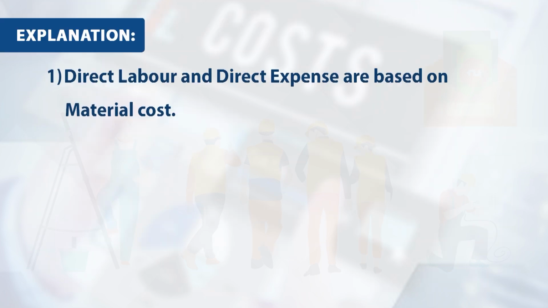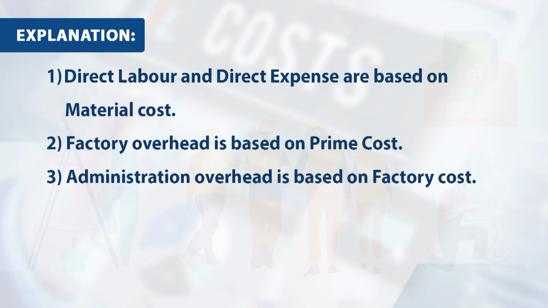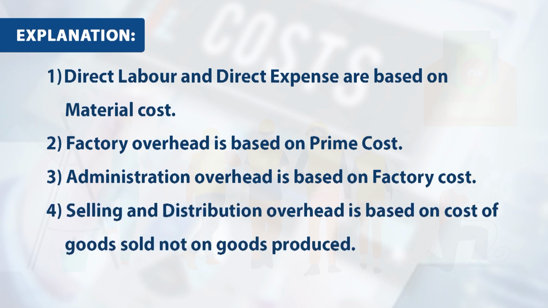Let us have a look at the explanation for this solution. Number 1, direct labor and direct expenses are based on material cost. Number 2, factory overhead is based on prime cost. Number 3, administration overhead is based on factory cost. Number 4, selling and distribution overhead is based on cost of goods sold, not on goods produced.